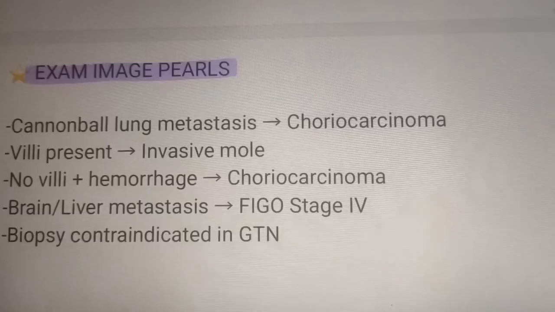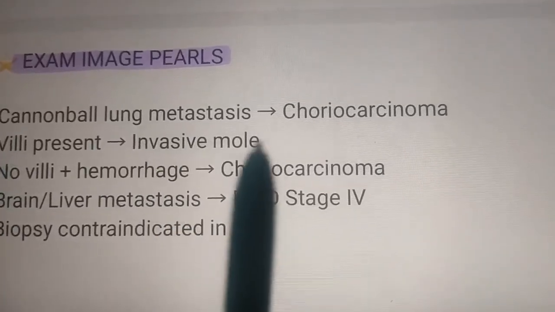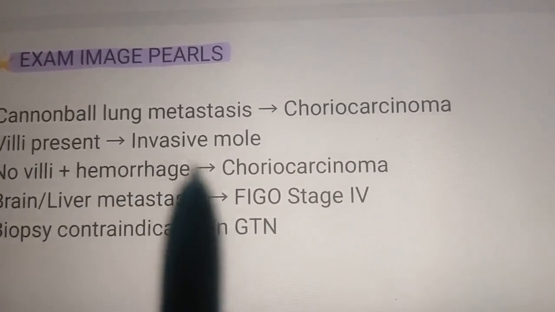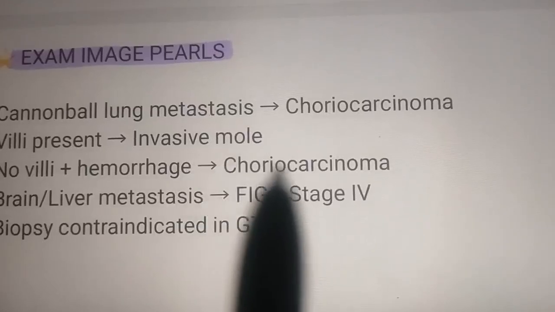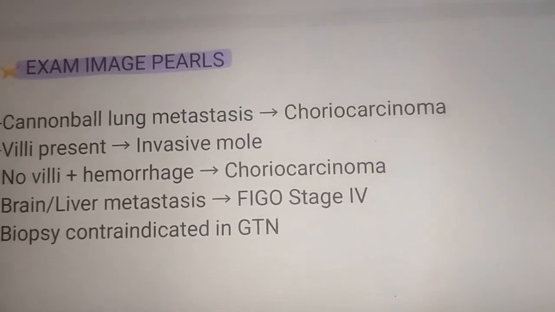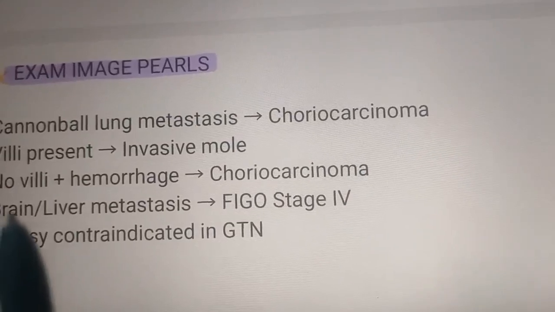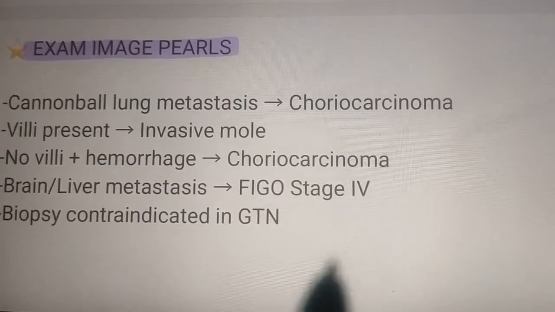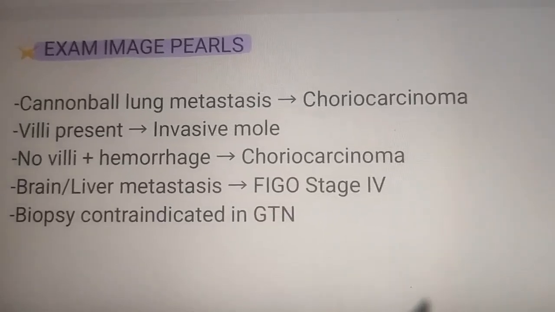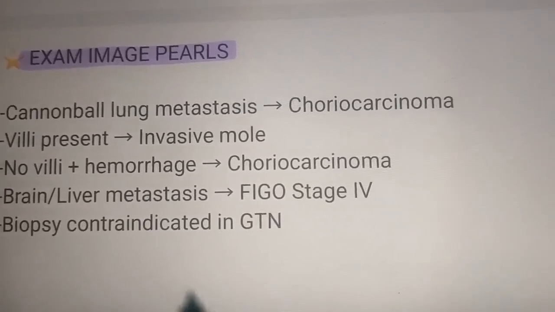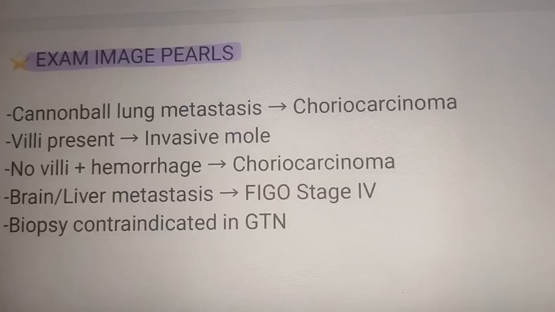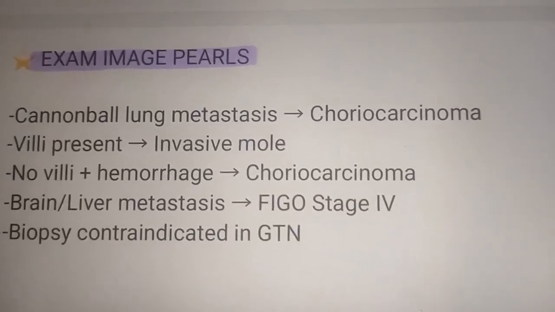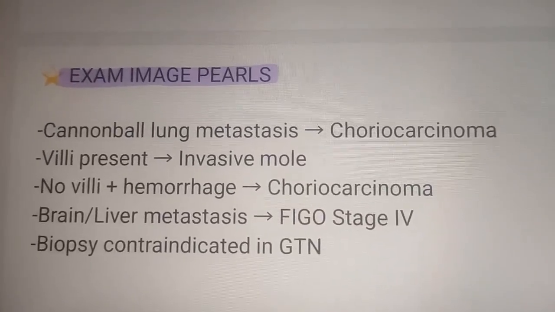Now comes to exam related points. Cannonball lung metastasis occurs in choriocarcinoma. Villi are present in case of invasive mole but absent in case of choriocarcinoma. No villi plus hemorrhage in case of choriocarcinoma. Brain and liver metastasis occur in FIGO stage 4. You have to learn it by heart. Biopsy is contraindicated in GTN. Now we see some X-ray of GTN.